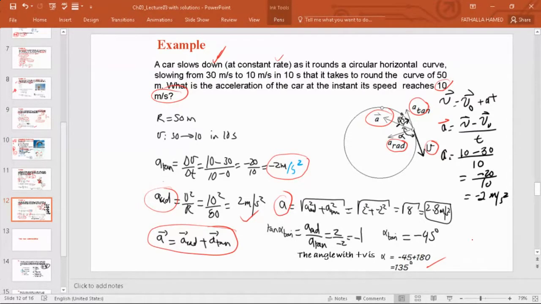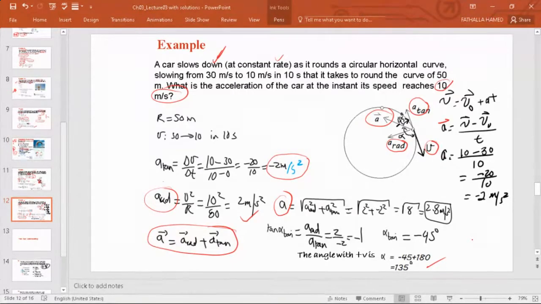So that's basically how you look at uniform circular motion and non-uniform circular motion. When you're moving around the circle, at any point on the circle, you have radial acceleration, and the radial acceleration is equal to V squared over R. But you take the speed at that point.